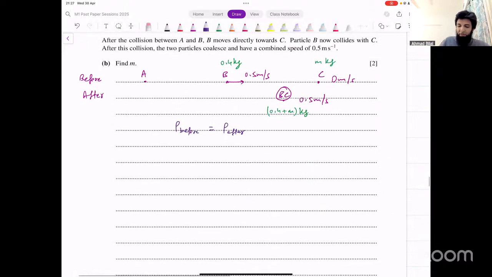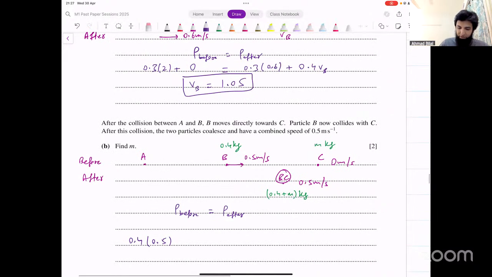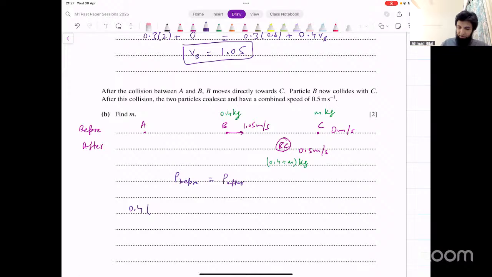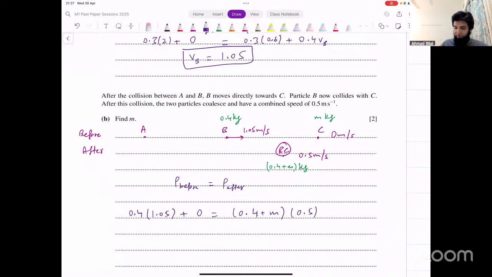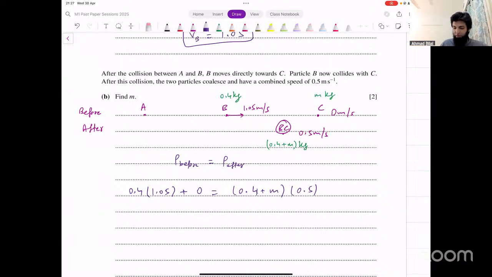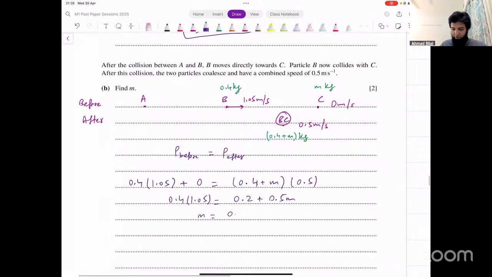Momentum before collision, mass of B, that is 0.4 into velocity, that's 1.05. Why did I write 0.5? So that's 0.4 into 1.05 plus velocity of C, that was 0, so momentum is also 0. After collision, that becomes 0.4 plus m, that's the mass, times the velocity, that's 0.5. Multiply this by 0.5, and that will give us the value for m. You can see what that turns out to be. On the right side, we have 0.2 plus 0.5m. On the left side, this is going to be 0.42. And we get the value of m from that, which turns out to be 0.44. So m equals 0.44 kilograms.